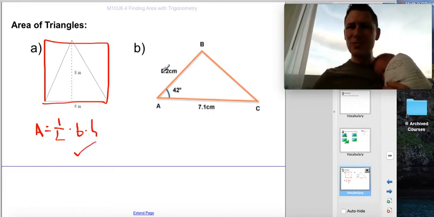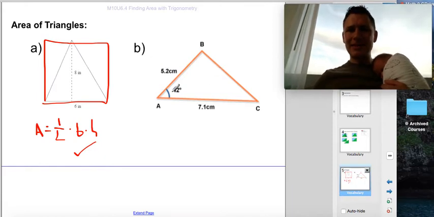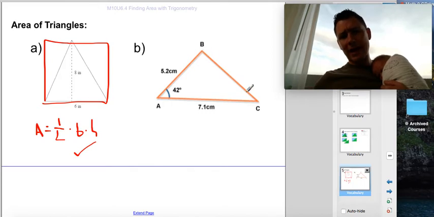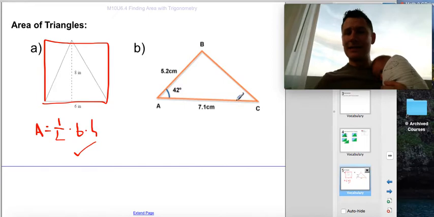This one doesn't work as well like that because it's not a right triangle. It doesn't show us that this is a right angle, so we can't rely on it being a right angle. This one isn't a right angle. So we're stuck in the water here.